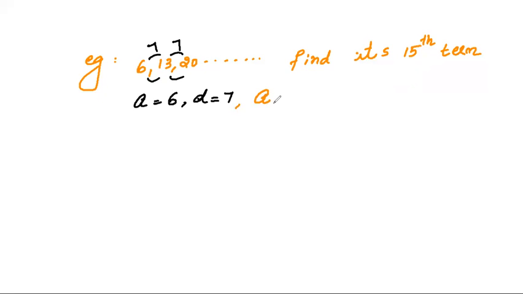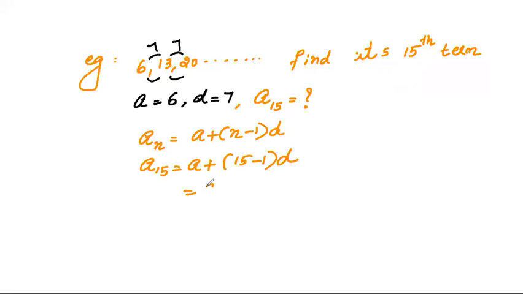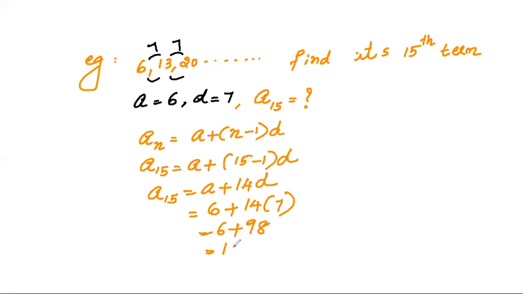They are asking for the 15th term. So I have to find a15. We know that the formula is given by a_n is equal to a plus n minus 1 into d. Which implies a15 is equal to a plus 15 minus 1 into d, that is a plus 14d. So the 15th term a15 is equal to a is 6, plus 14 into d is 7. So 6 plus 14 into 7, which is 98. 98 plus 6 is equal to 104. So we can say that the 15th term of this AP will be equal to 104.